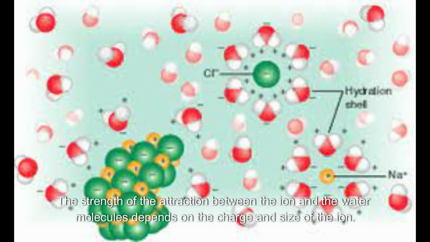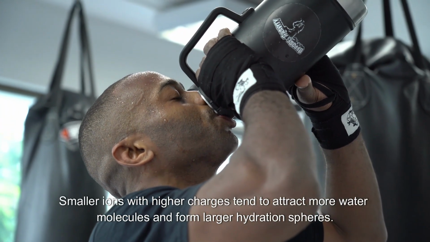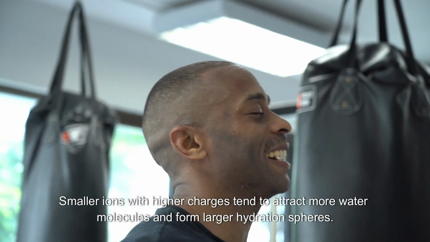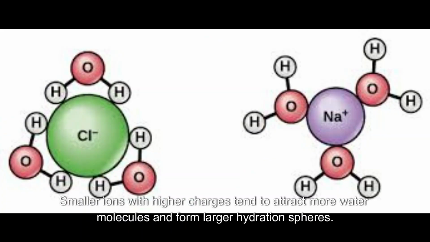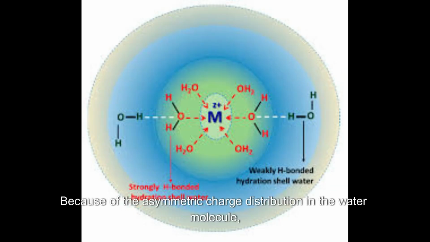The strength of the attraction between the ion and the water molecules depends on the charge and size of the ion. Smaller ions with higher charges tend to attract more water molecules and form larger hydration spheres because of the asymmetric charge distribution in the water molecule.